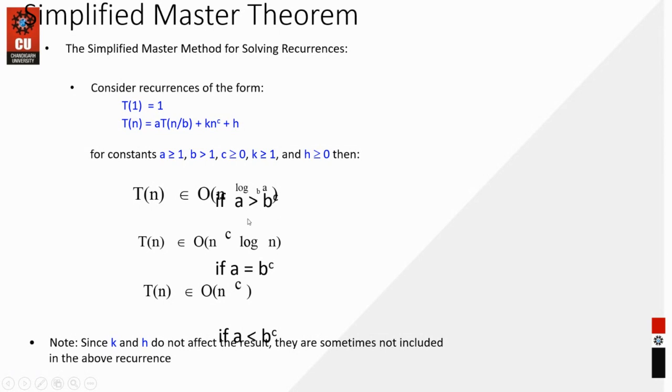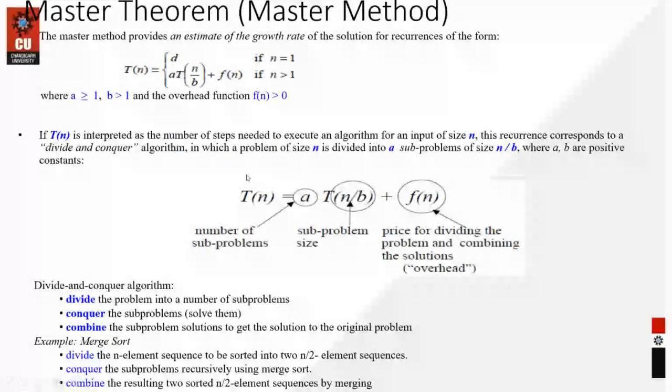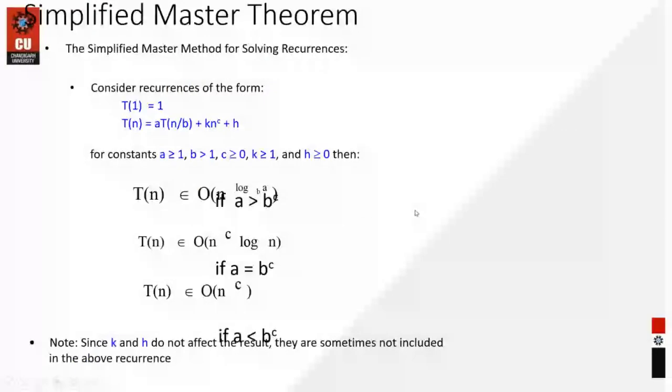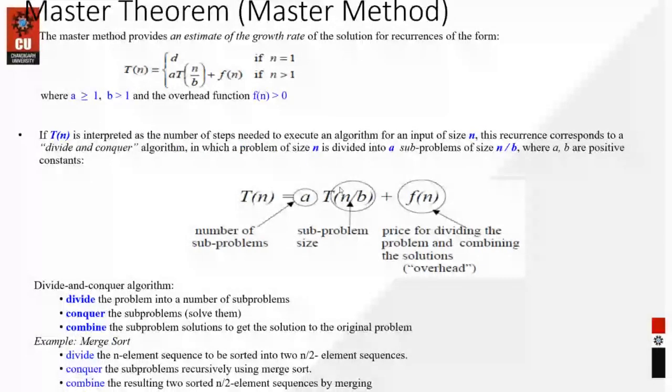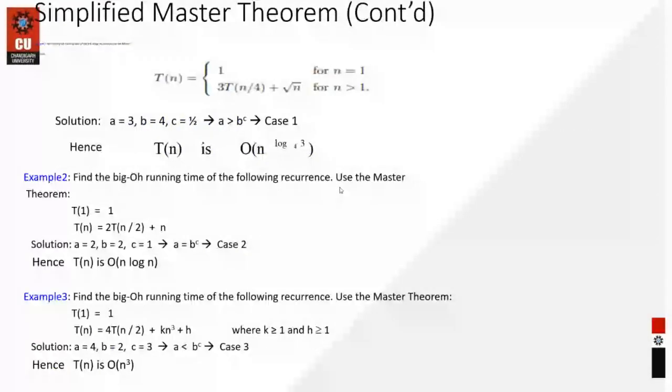So actually, these are the conditions I will be discussing once again for you. But right now, you just assume these conditions have to be satisfied. If I am using this master theorem, then this condition has to be satisfied. Otherwise, it will not get executed. These are the things you need to understand.